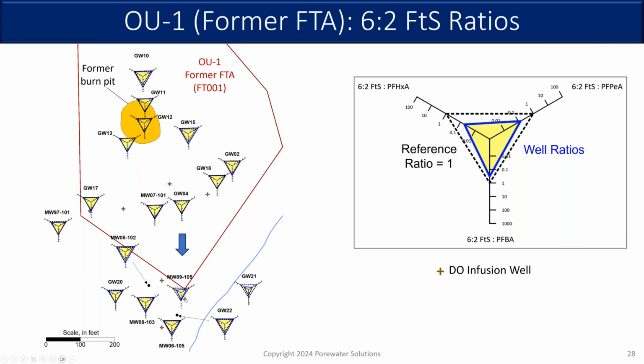So what that's telling us is that oxygen was causing 6:2 FTS to decrease because it was biodegrading, and the daughter products were increasing to some extent. So this kind of ratio is really helpful for looking at transformation along a flow path. And you do need that reference ratio so you can see how things change more easily, but it does help to look at transformations if you're plotting these ratios.